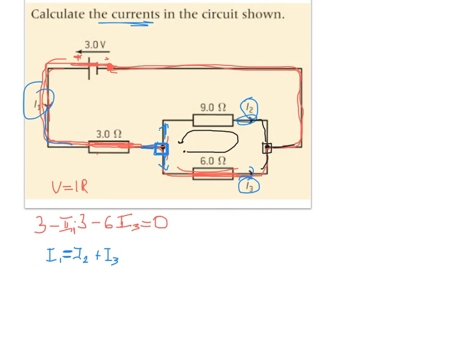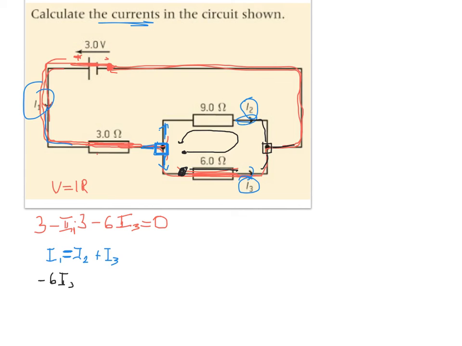So I'm going to start right here on the other side of the 6 ohm resistor, and I'm now going to go through this. All right, so I'm going through the 6 ohm resistor. Note that I'm going in the direction of the current, so I'm going to lose some potential there. So how much potential am I going to lose? Well, it's going to be negative 6I3.